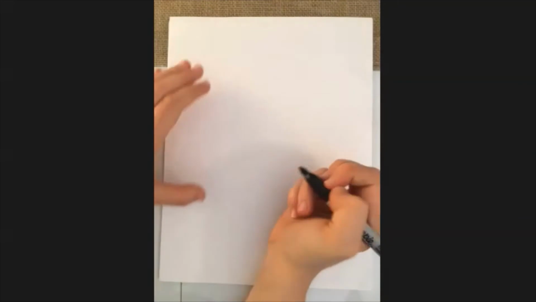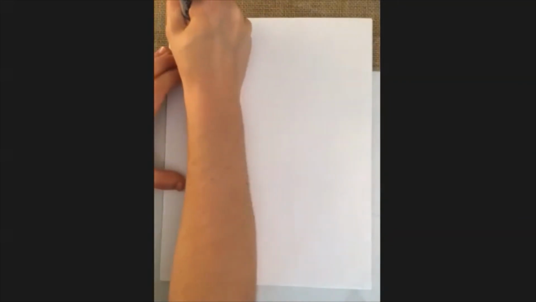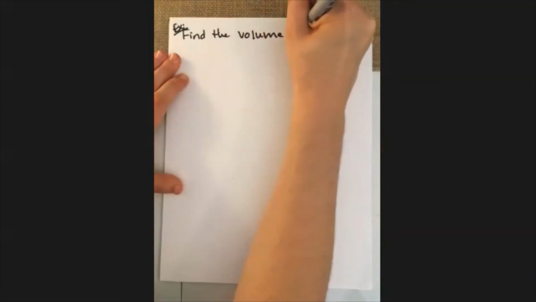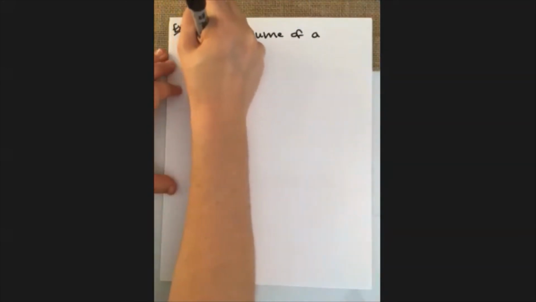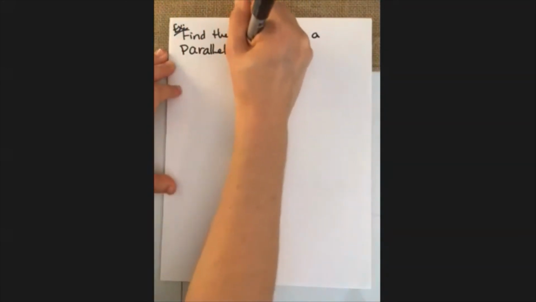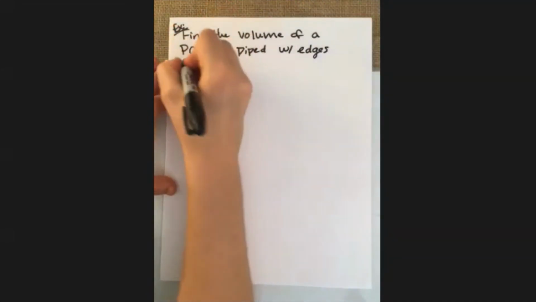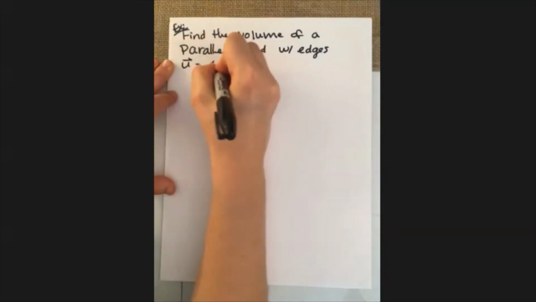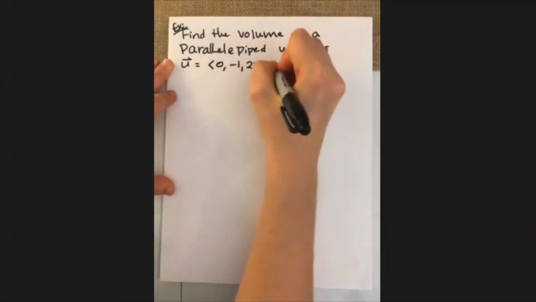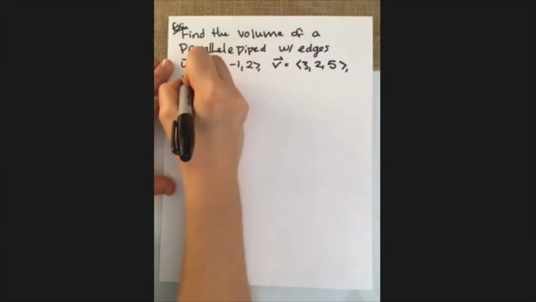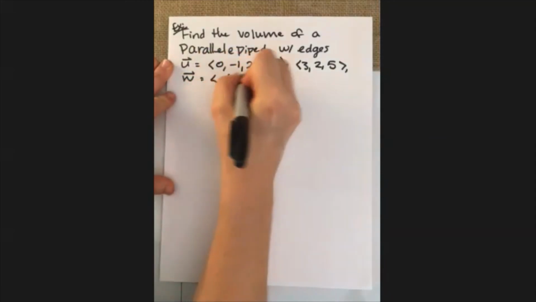Let's do an example in the 3D case. In this one, we want to find the volume of a parallelepiped with edges that are given by u equal to 0, -1, 2, v equal to 3, 2, and 5, and w equal to -6, 7, 8.